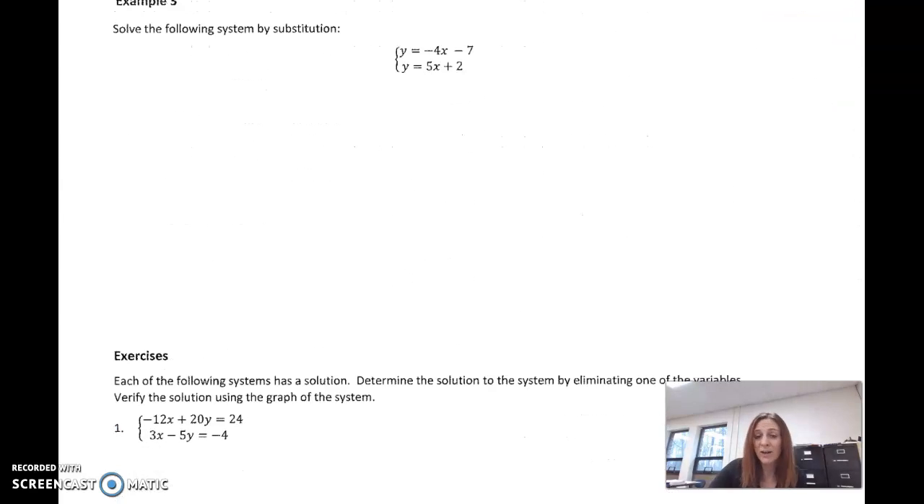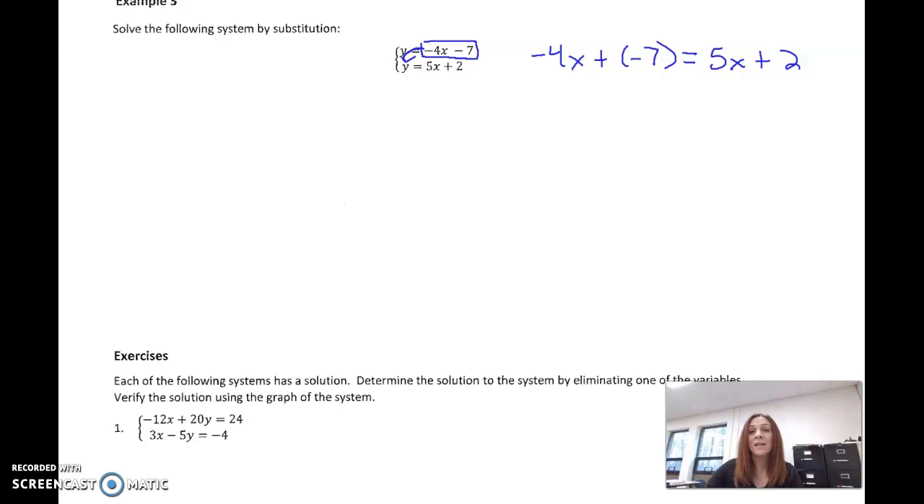I know that y equals negative 4x minus 7, and I know that y equals 5x plus 2. So I can take, let's say, this top one here, and I can substitute it in for y. Or you could have went the other way, because it doesn't matter. So instead of saying y, well, y equals negative 4x minus 7, so I'm going to write it as plus a negative 7. That equals 5x plus 2. Okay? So you just substitute. If you know what one of the variables are, you can substitute it in for that variable in the second equation.